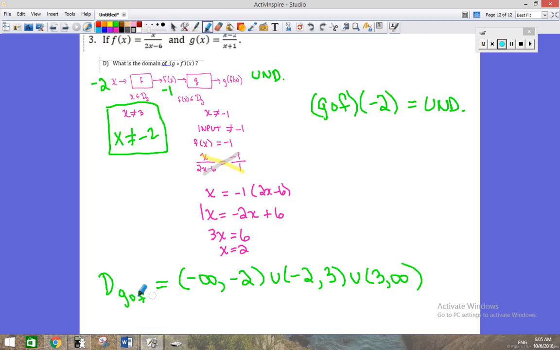So for part D, here's my final. I thought that was highlighted in yellow. I don't know why I thought that was funny.